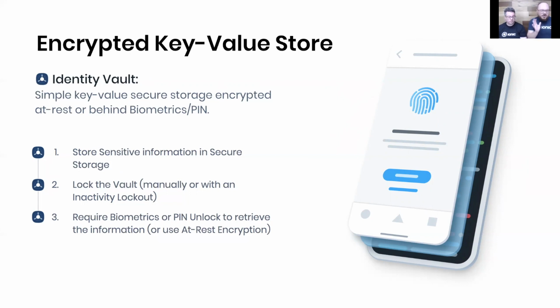So you put your sensitive information inside of the secure storage in Identity Vault. You lock it in any way that you see fit, right? You can manually lock it. You can lock it after the 15 minutes. And then you're going to yet again require the biometrics or PIN unlock to retrieve that information. And if you just want to use at-rest encryption too and not use biometrics or PIN unlock, similar to how the secure storage plugin worked, you can do that as well. So either way is an option to you.